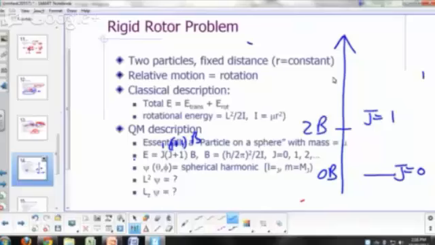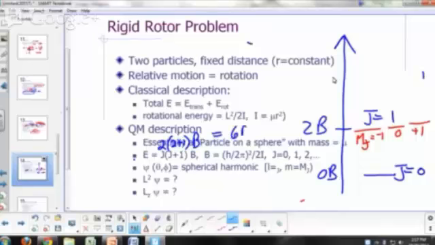How many ways can it have an energy equal to 2B? What's the degeneracy of this level? 3 ways, right? M sub J equals -1, 0, and +1. What's the next allowed energy level? J equals 2. What's the energy for J equals 2? It's going to be 2 times 2 plus 1 times B, so that's going to be 6B. So 0, 2, 4, 6. So 6B is right here.